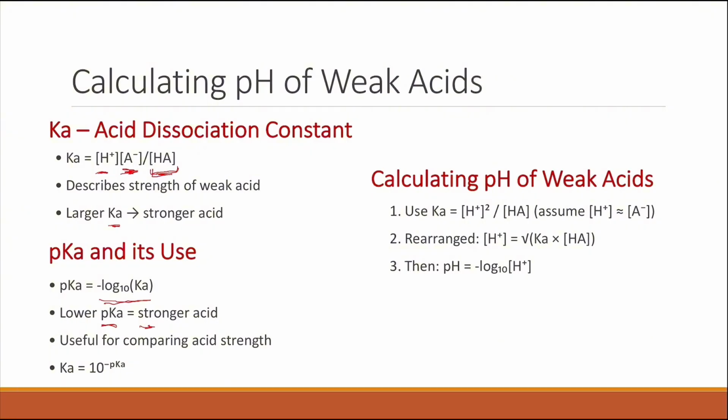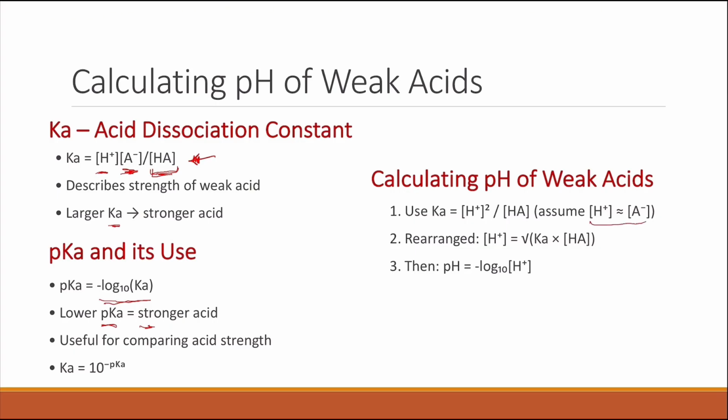And then how to calculate the pH of a weak acid. Now we're going to use this equation. We're going to use the Ka value, which is going to be provided to us in the question. And we're going to have also the concentration of the weak acid. So now we can calculate the concentration of the hydrogen ion, because the concentration of the hydrogen ion will equal the concentration of the anion.